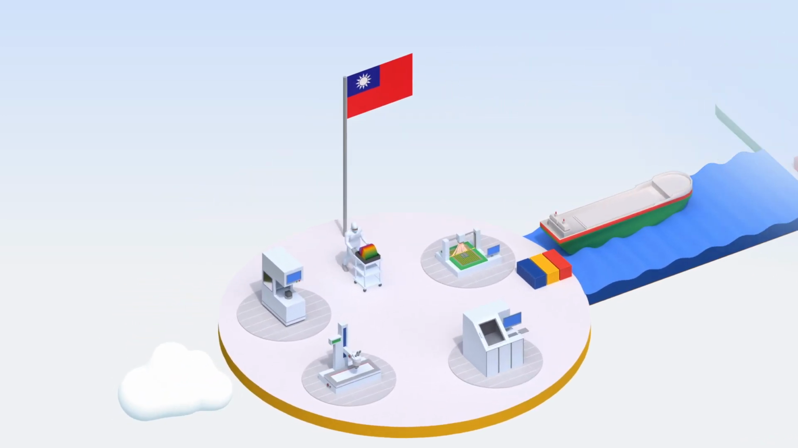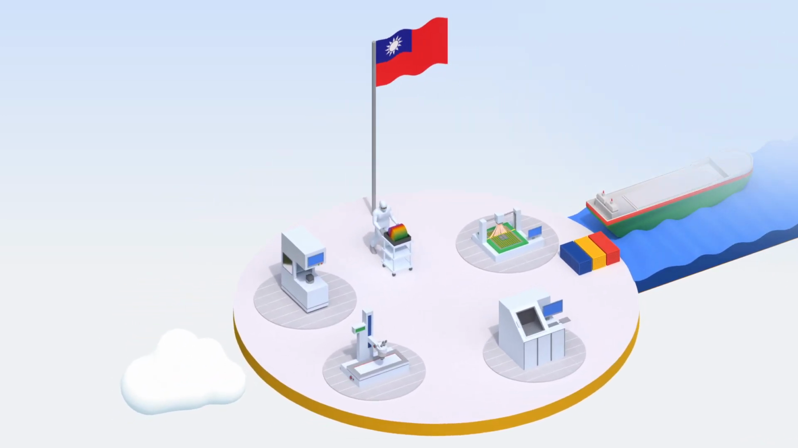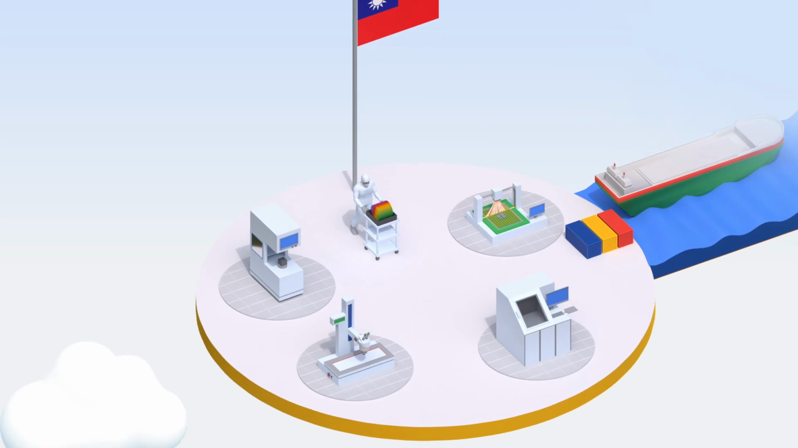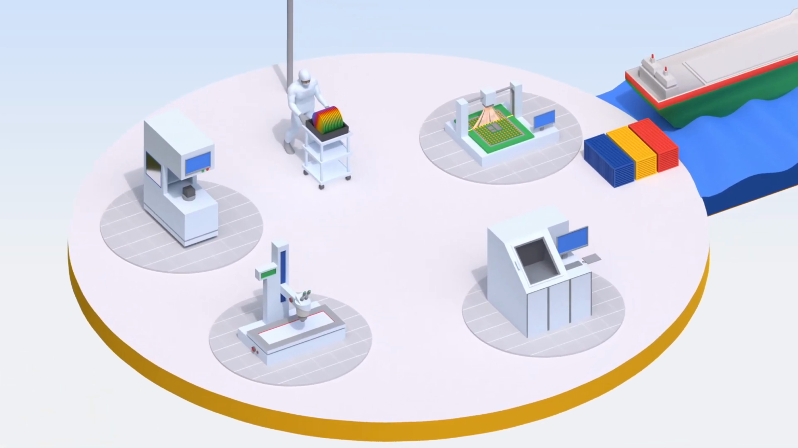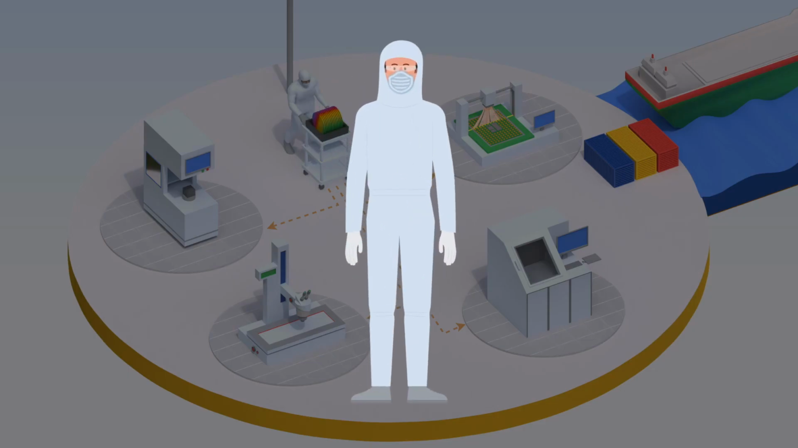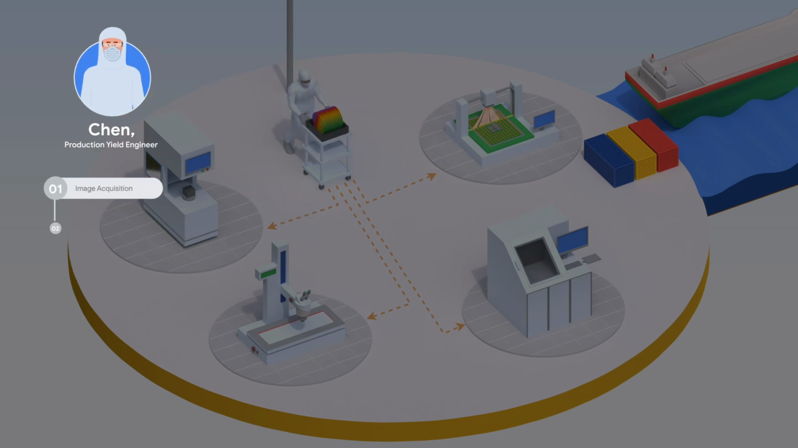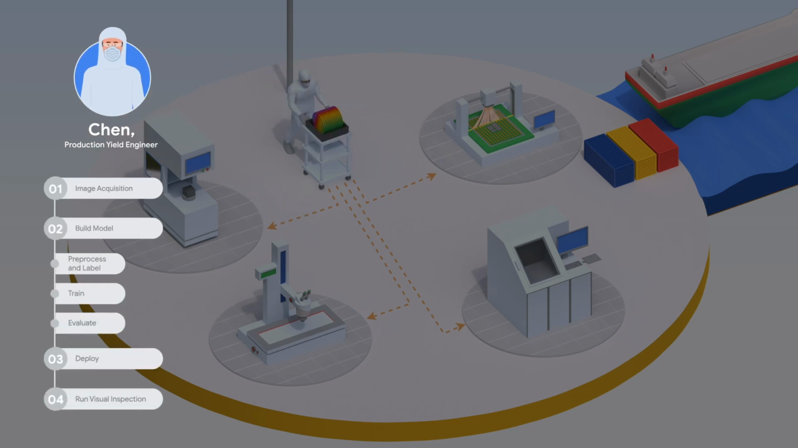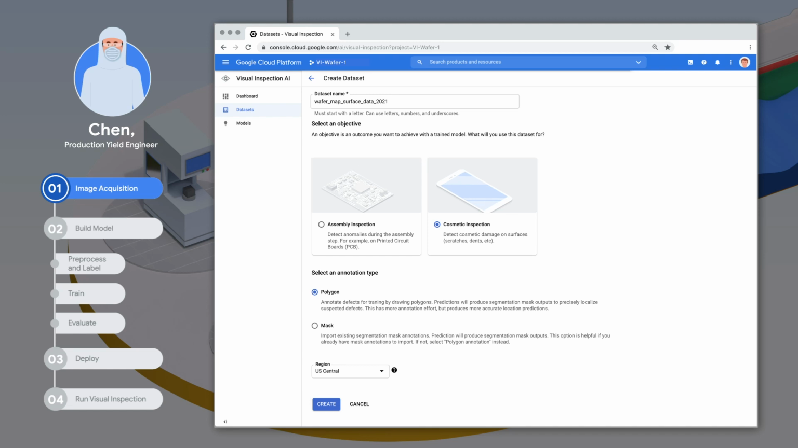A semiconductor fab in Taiwan is looking to improve their silicon wafer and semiconductor chip yields by detecting defects at the source and reducing waste to meet their increased production targets. Chen, a production yield engineer, is taking the first steps to automate the defect detection with the Visual Inspection AI solution. He first collects images of the wafers and imports them into a Visual Inspection AI dataset.